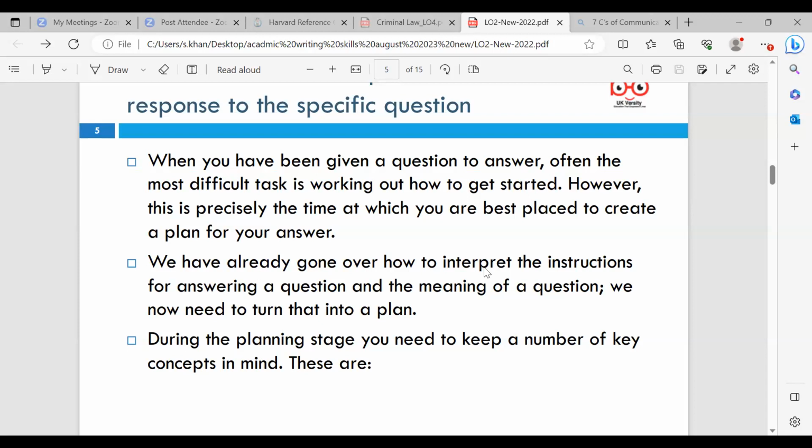Why do you think it's hard to start? Sometimes it's difficult for people to get ideas in their heads and know how to start. Once they've started, then they can carry on well and do more. However, this is precisely the best time to create a plan for your answer. It's really, really important to plan your answer. Why do you think it's so important that we should plan our answers? If we're doing an assignment or a message, why is it important to plan everything?